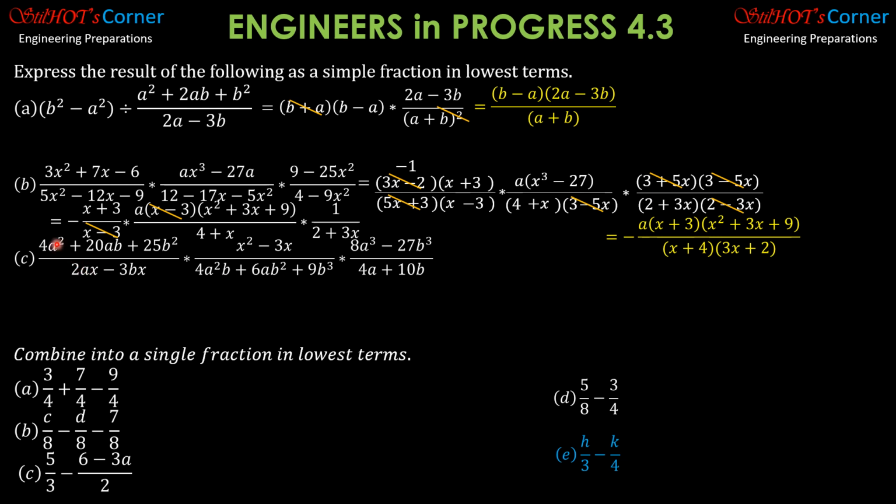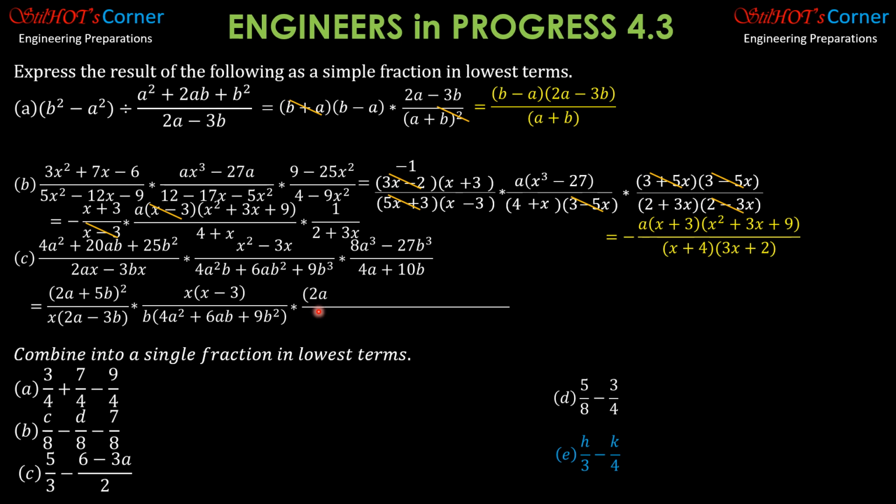Again, this is a perfect square trinomial, equals (2a plus 5b) squared, and in the denominator x times (2a minus 3b). Then times, the common factor here is x, so times x(x minus 3) over b(4a squared plus 6ab plus 9b squared). Then here, the difference of two cubes, (2a) cubed minus (3b) cubed. The factors are (2a minus 3b) times (4a squared plus 6ab plus 9b squared), in the denominator 2(2a plus 5b).